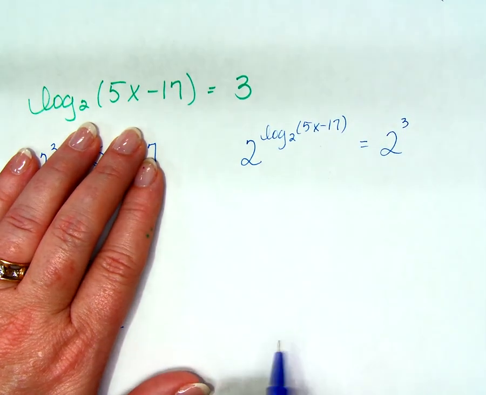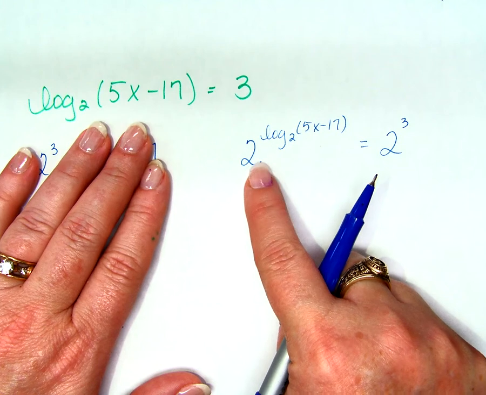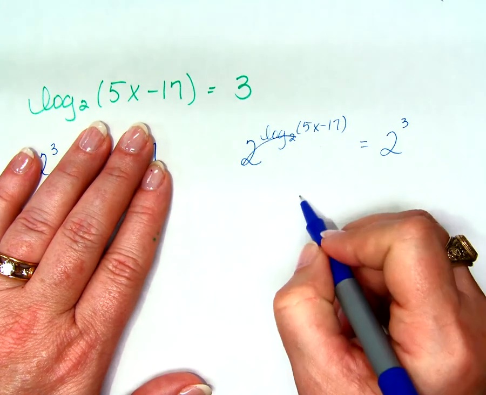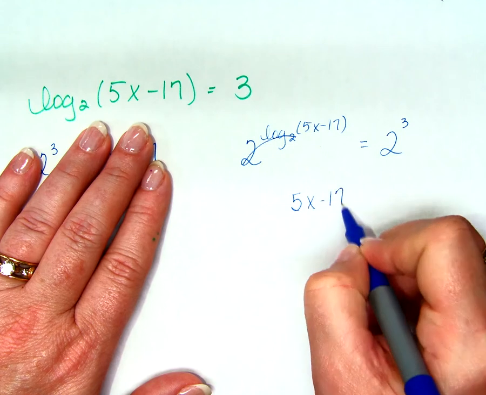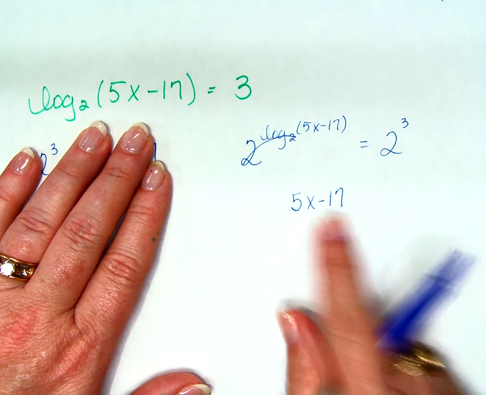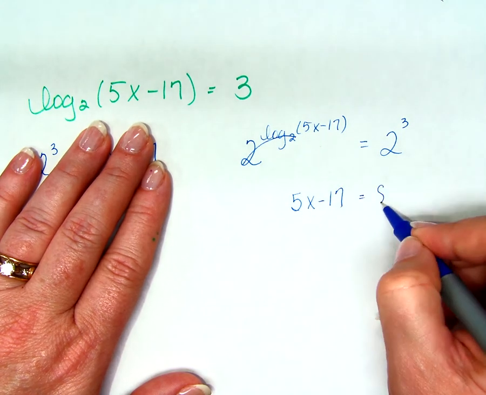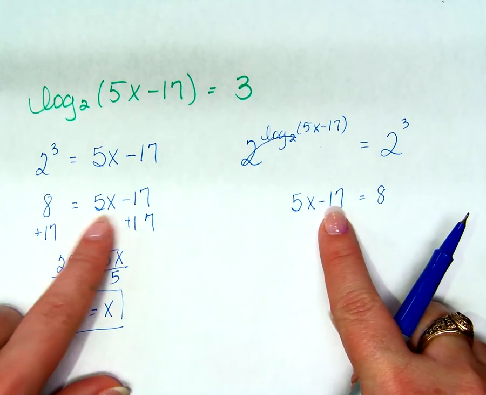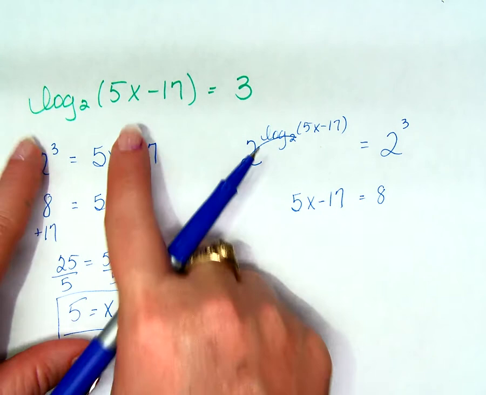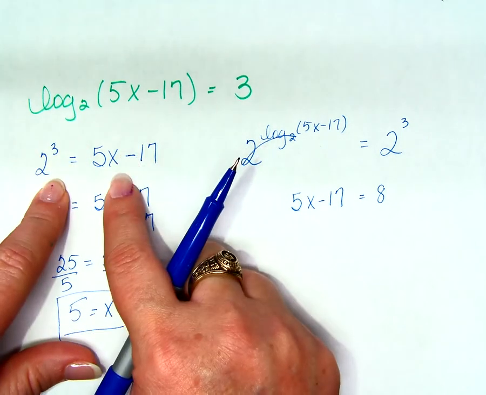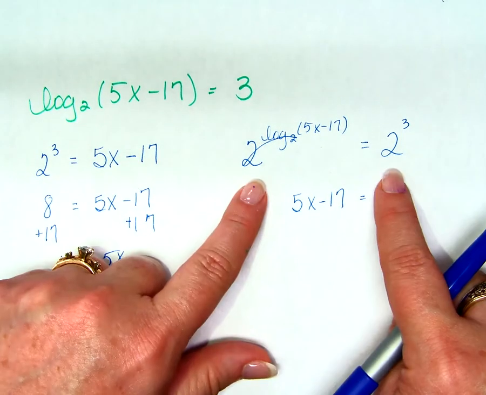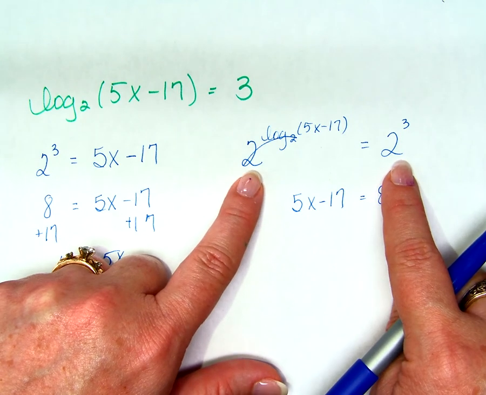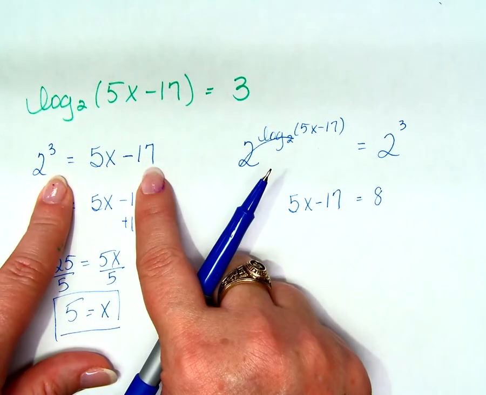Now remember our shortcut: if our bases are the same, the answer is just what's left. The bases are the same, so I just get 5x minus 17 on this side, and the other side is just 2 to the third, which equals 8. Isn't that exactly what I have in this step over here? All I did over here was write this in exponential form, which we're familiar with. I'm not saying exponentiating is harder. It just kind of looks harder sometimes.